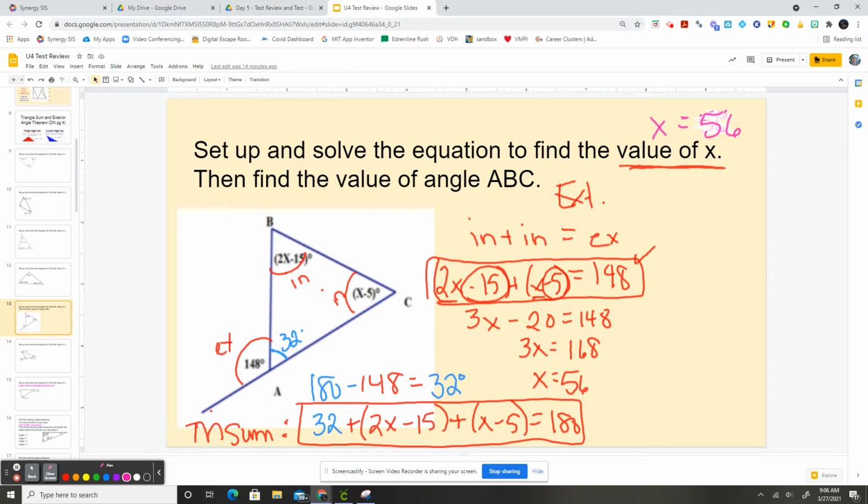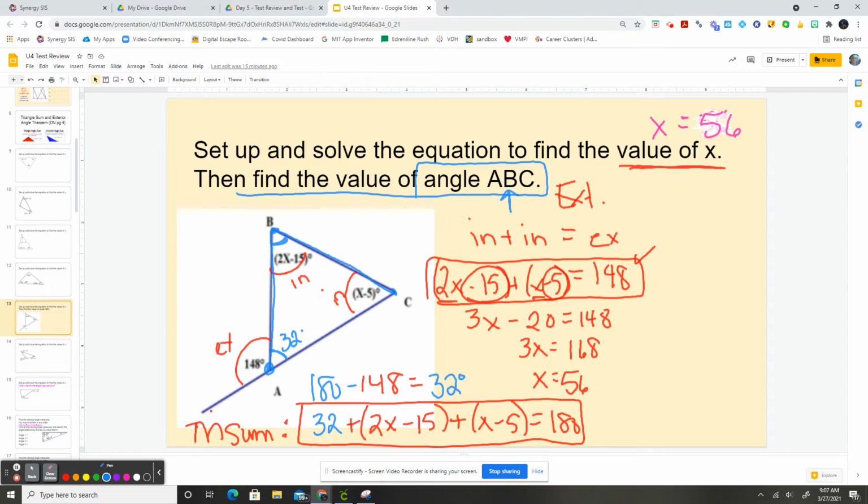The question is, find the value of ABC. And in the learning targets, in the test review, that's the question they want you to answer. If you put in 56, you're going to have done all of this work that is correct. It's just not complete. So angle ABC, if I start at A and go to B and then go to C, I always want to get my middle angle. So I'm looking for angle B.